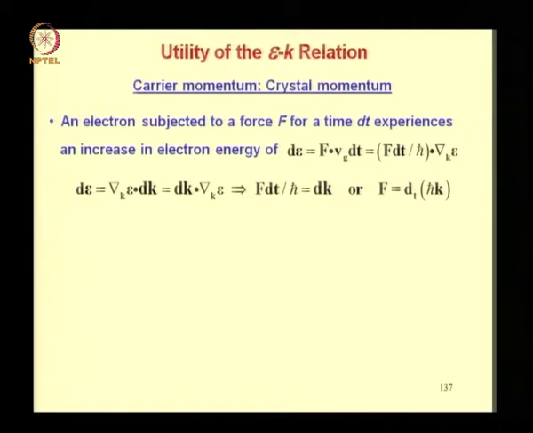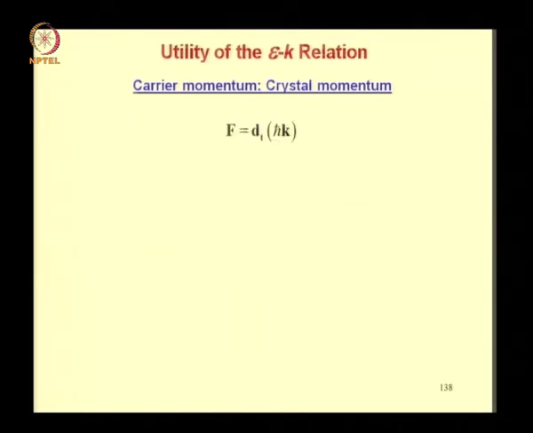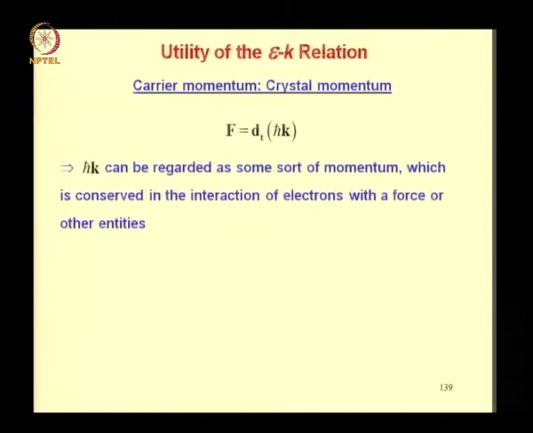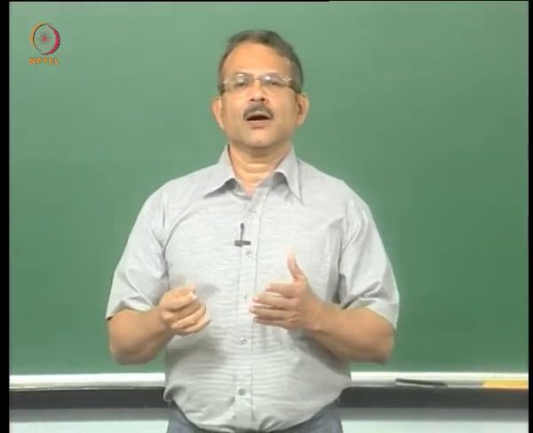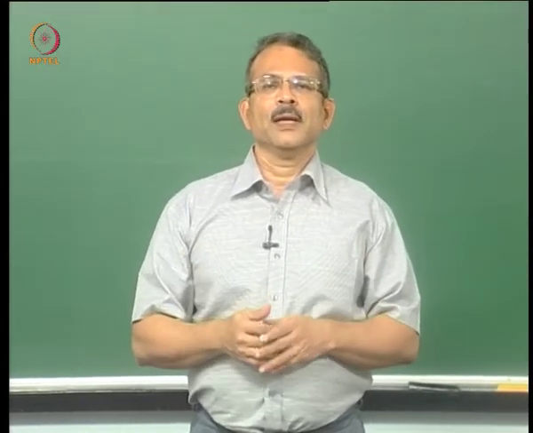Now the same thing can be written as F is equal to d by dt of h cross k. Now look at this relation, F equal to d by dt of h cross k. This relation tells you that h cross k can be regarded as some sort of momentum which is conserved in the interaction of electrons with a force or other entities. Now this is like Newton's second law, right, relation between force and momentum, which you are familiar with, and this second law also implies conservation of momentum in the absence of a force.